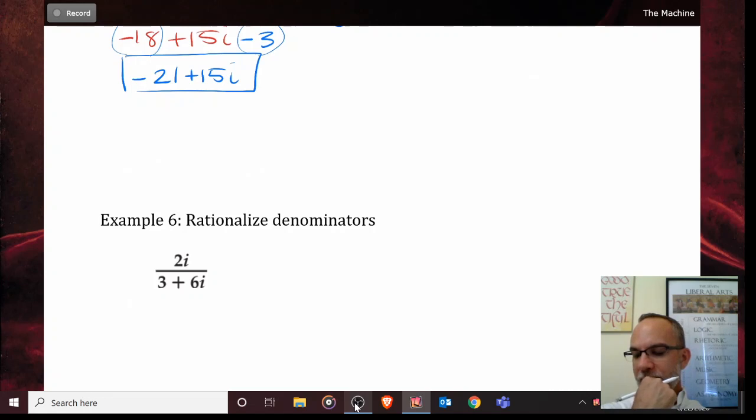Rationalizing denominators. I could preach on this for a little bit. You need to know how to do it. This is probably going to show up on an ACT test or something like that. Let's do a simpler one first.